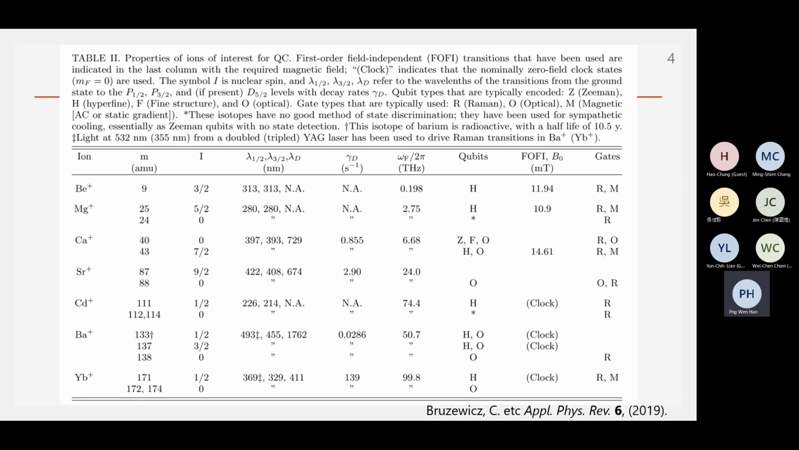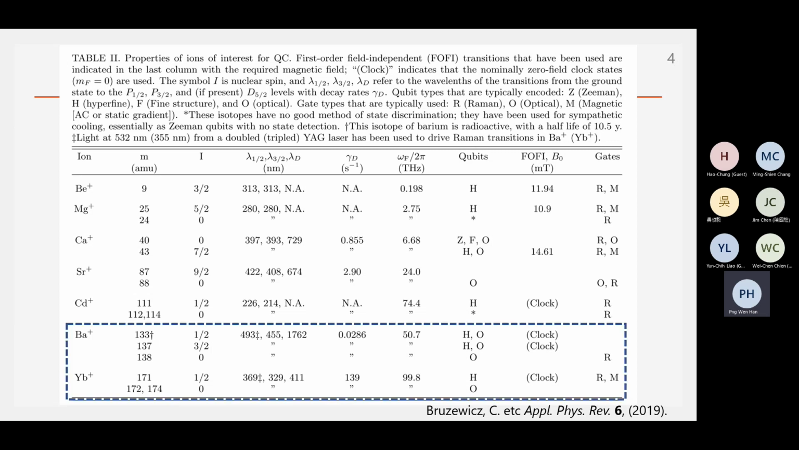There are also plenty of ions we can choose from: beryllium, magnesium, calcium, strontium, cadmium, or ytterbium. In our ion laboratories, we are trying to acquire ytterbium and beryllium as our ions for the quantum computers.